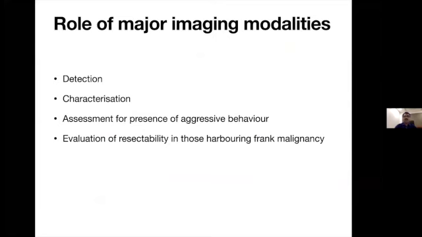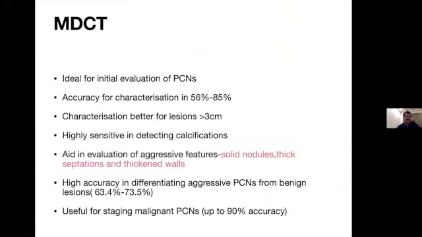So what is the role of the major imaging modalities, which include ultrasound, CT, and MR? They are used for detection. They are used for characterization. They are used for assessing the aggressive behavior of the cyst, and for evaluation of resectability of a tumor which is already harboring a malignancy.